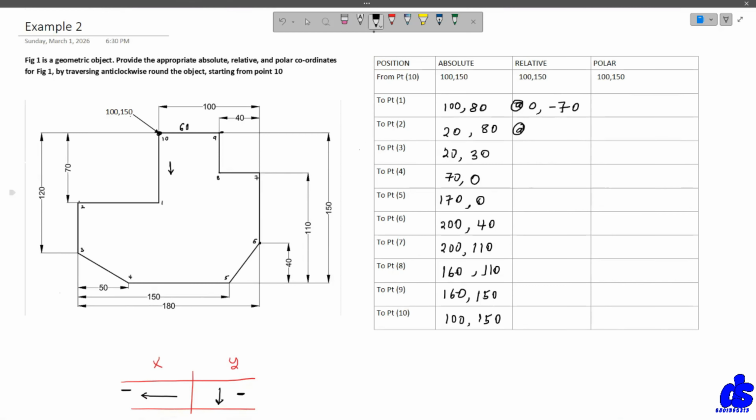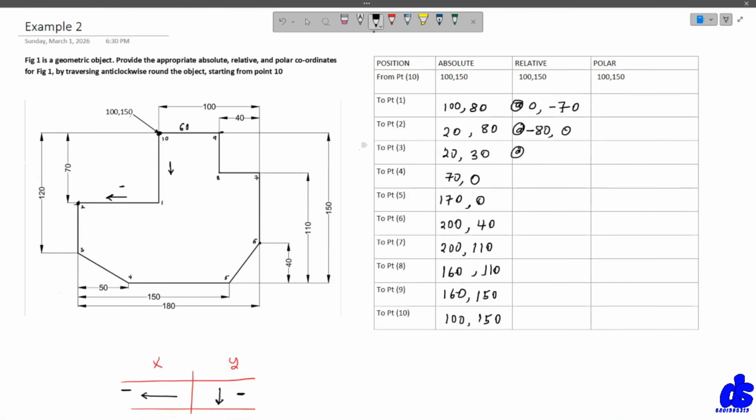Now let's move on to point 2. For point 2, we ask ourselves, is there a change in x? Yes, there's a change in x. And the change is 80 because it's going to be 180 minus 100 is 80. But since you are moving to the left, it's going to be negative. So it will be minus 80. There's no change in y for point 2. So it's going to be 0.